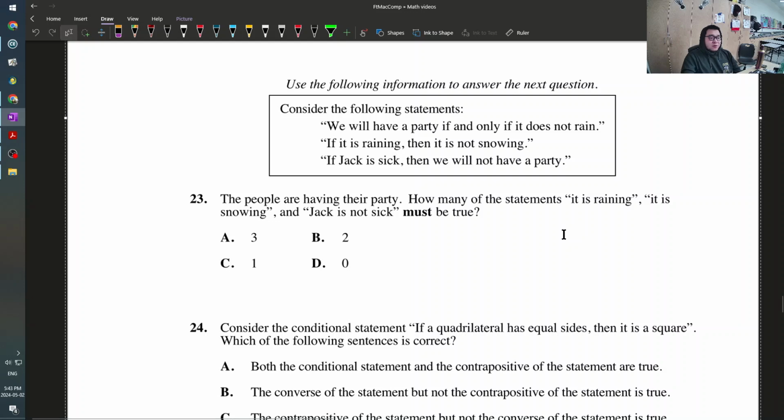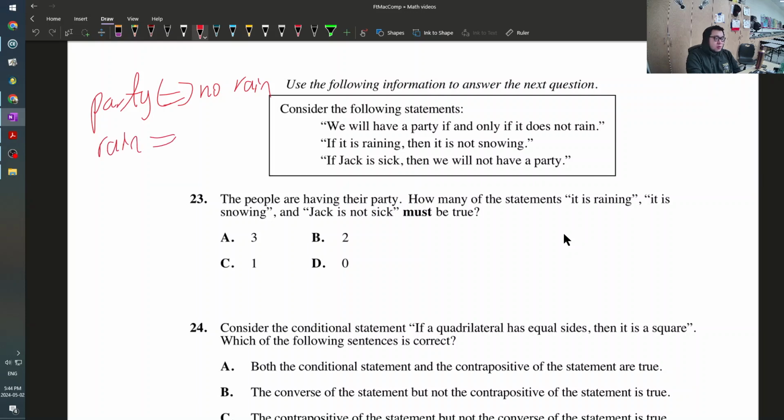Okay, consider the following statements. We'll party if and only if it does not rain. So party and no rain must be both true or both false. If it is raining, then it means not snow. If Jack is sick, we'll not have a party. So Jack sick means no party.